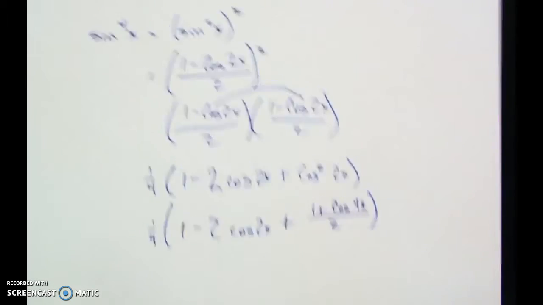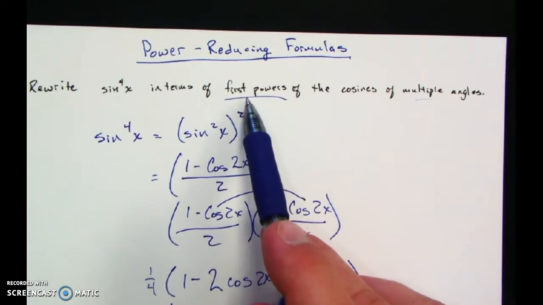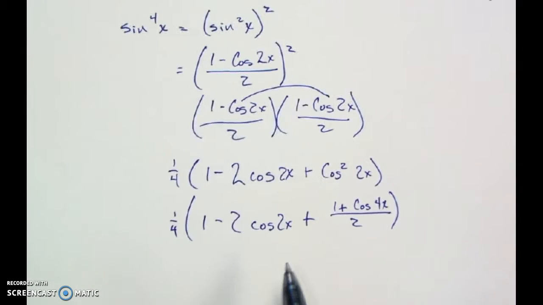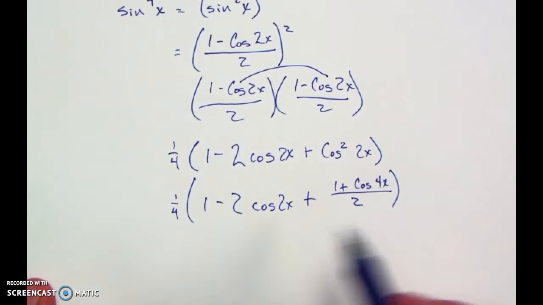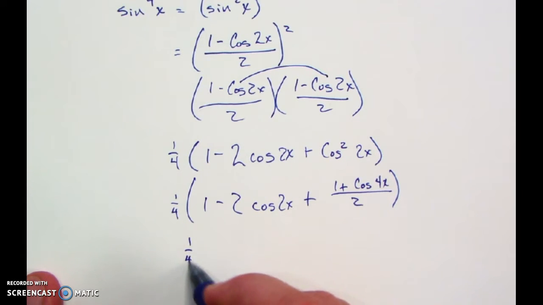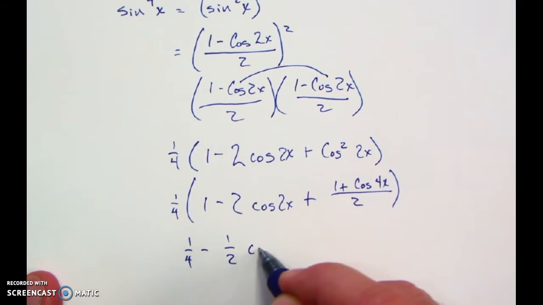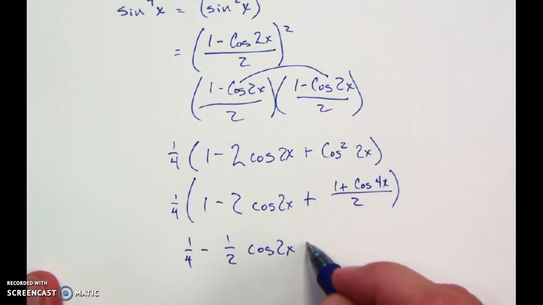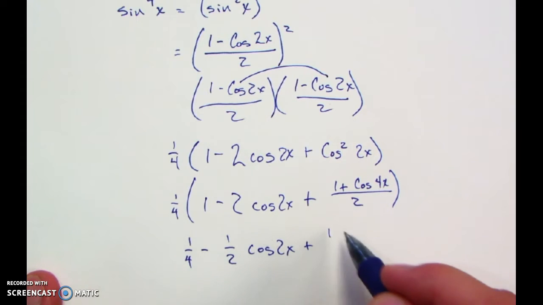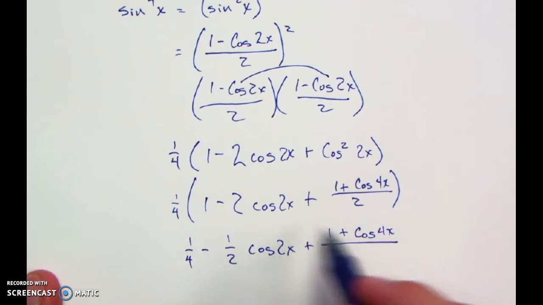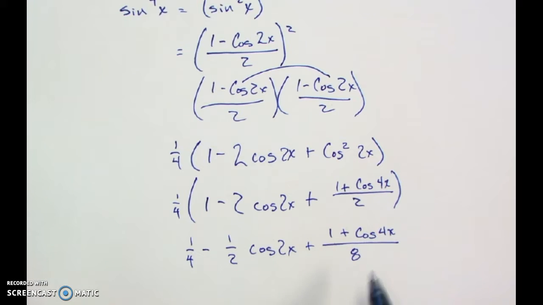Now at this point we've basically satisfied what we've asked here. We have it in first power. We have our multiple angles. We could simplify this a little bit more. For example, we could multiply our 1/4 across here. So we have 1/4 minus, let's see, 1/4 of that would make that a 1/2 cosine of 2x plus, that would change that to a 1 plus cosine of 4x all over the 4 times 2 makes that an 8. We could separate this fraction.